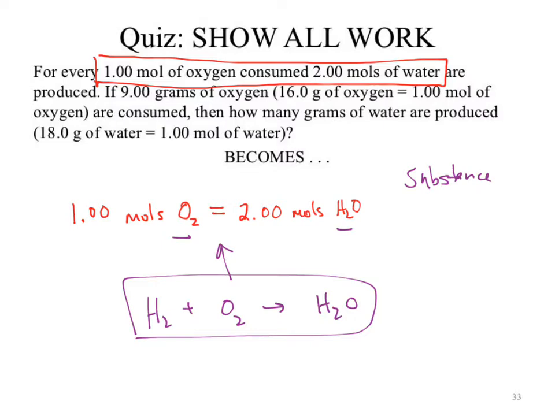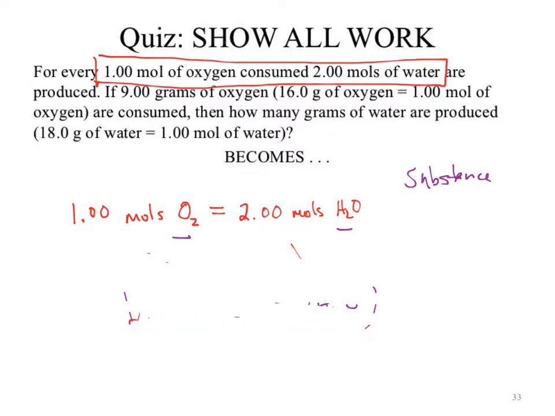Coefficients. Coefficients? Well, the coefficients are all 1. That says 1 equals 2. So something's wrong. What's wrong? It's not balanced. If we balanced it, what's the number in front of oxygen? 1. What's the number in front of water? 2. How do we do substance conversions? From a balanced chemical equation.